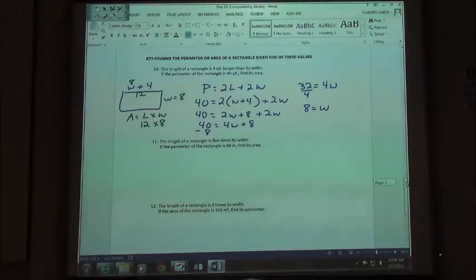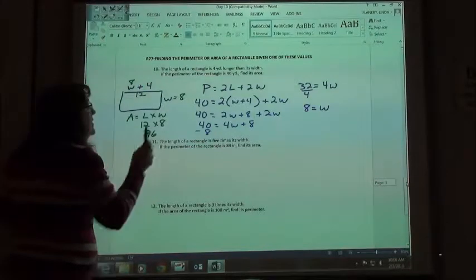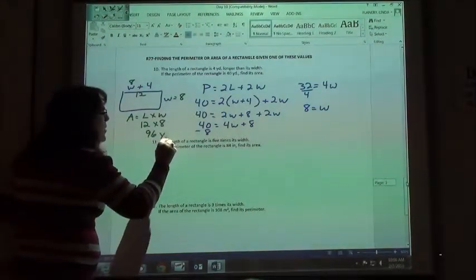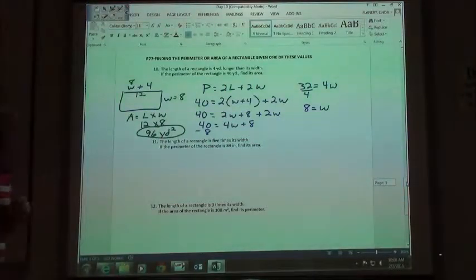12 times 8 is 96. And since it's area, I'm going to have square units for my label. So 96 yards squared is going to be my answer. So they get kind of long because there's 2 parts that we have to figure out.